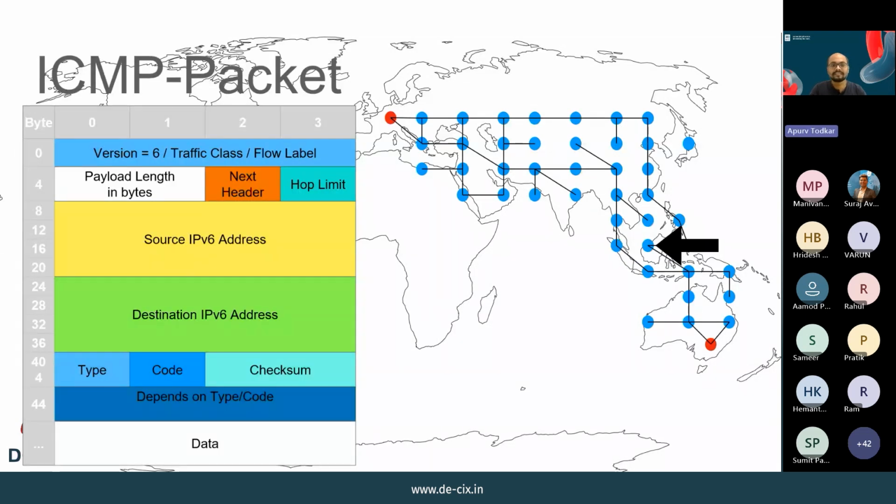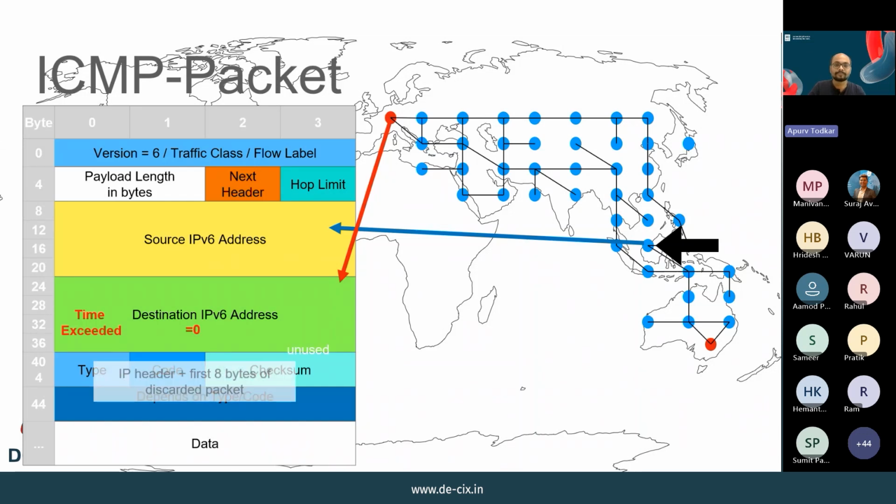But it doesn't just silently drop it. It generates an ICMP error message and sends it back to the originator. This ICMP packet uses the IP address of the router that discarded the packet as the source address and the original sender's IP address as the destination, as you can see here in this diagram. The ICMP type is set to time exceeded and the code field is set to 0.